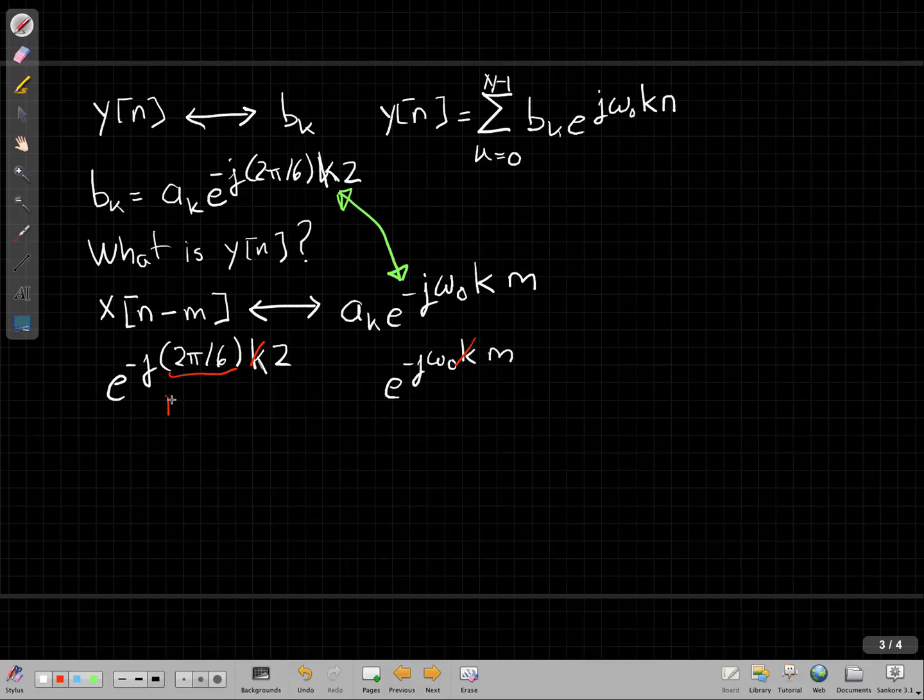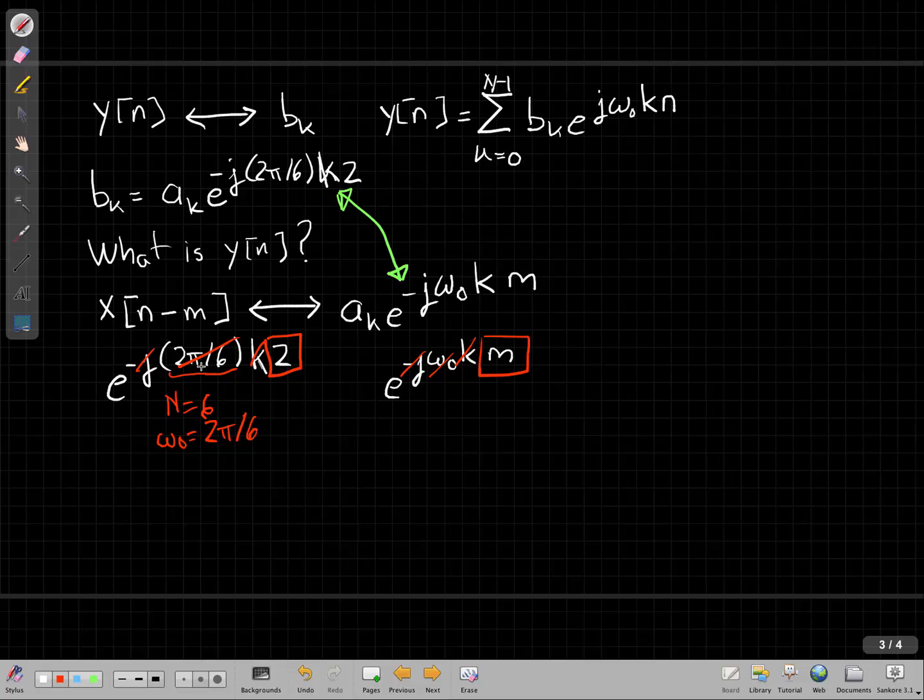Because I had n equals 6, so omega naught is 2 pi by 6. So I can say, well, these terms cancel and the minus j's cancel, so I'm left with this term in the exponent gives me m equals 2. And this one was pretty easy. I wanted to start with the basic one for you.